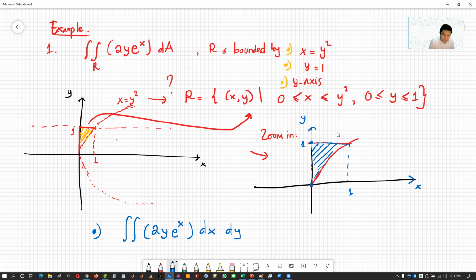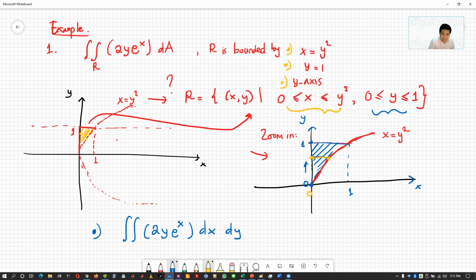What is y? Y is from 0 until 1. But the x itself is not constant. From where? X is from here until here. Let's say this is from 0, because this is 0, until this graph, the red graph here. What is the graph here? The graph here is x equal to y squared. Now we get the following.